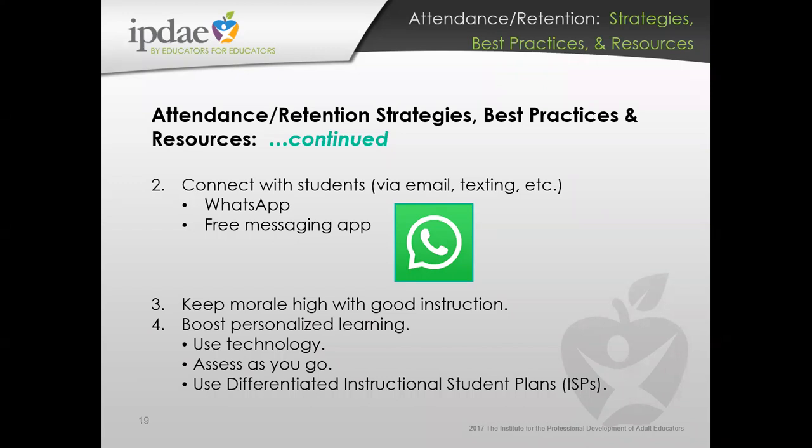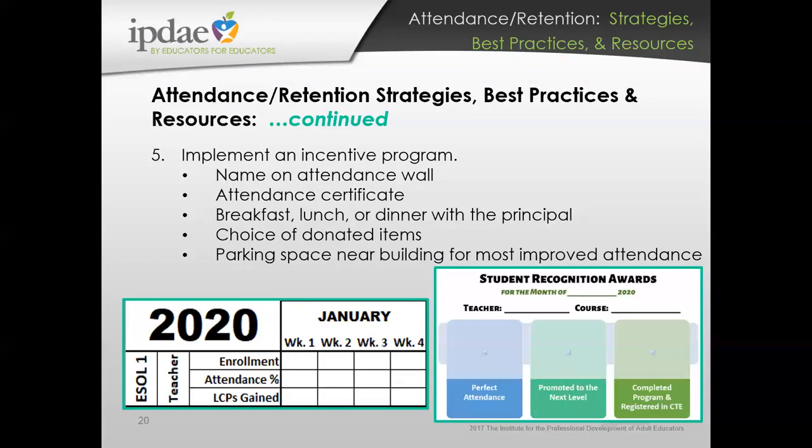Number 4, boost personalized learning. Use technology. Assess as you go. Use the DI plans or individualized instructional student plans, which we're now calling ISPs. Now, at number 5, you're going to implement an incentive program.